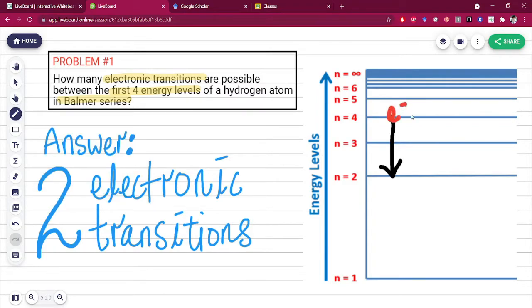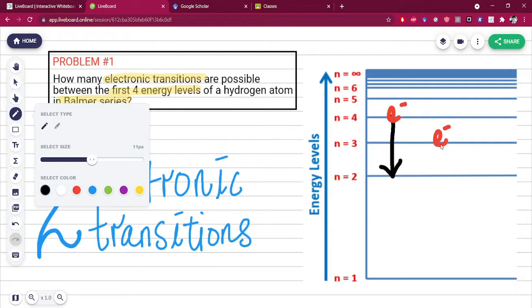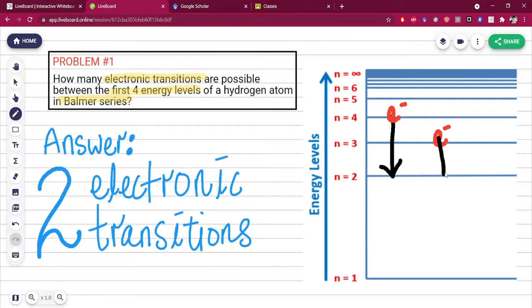You can have this transition, or also you can have this transition right here. You can have 4 going down to 2 and 3 going down to n equals 2.